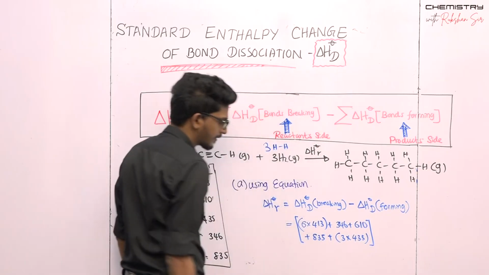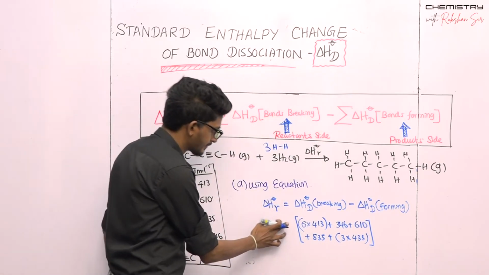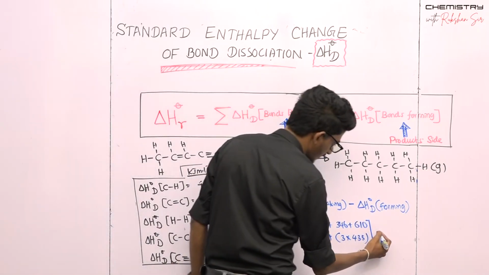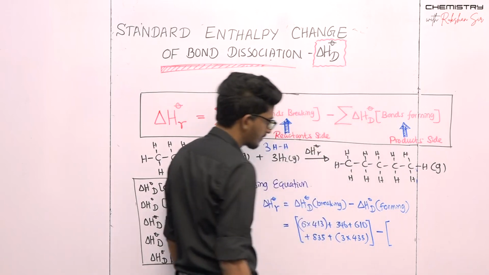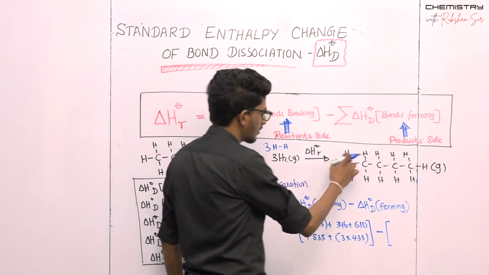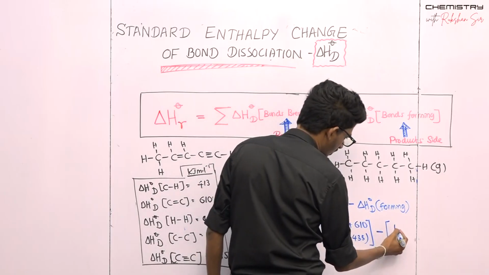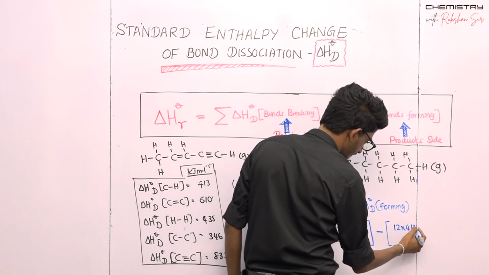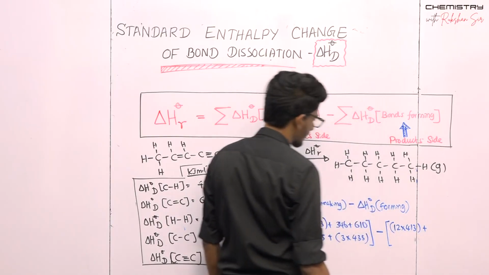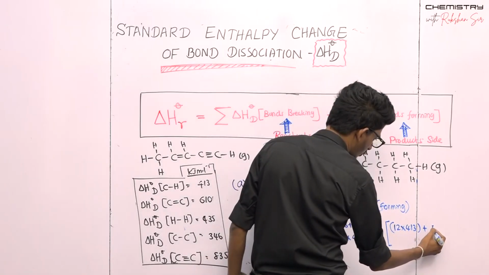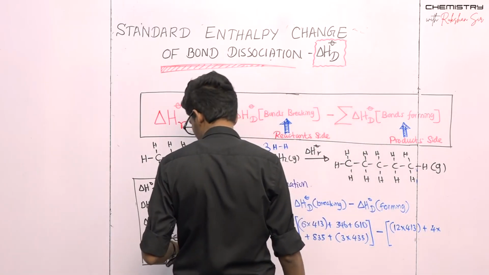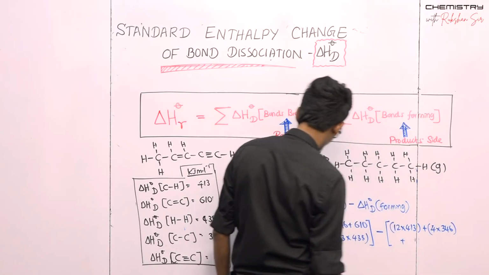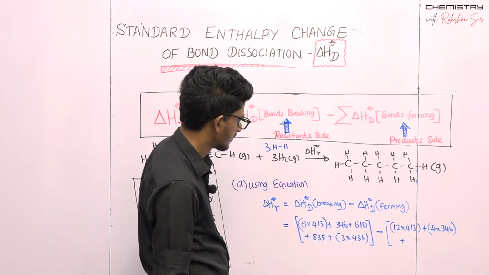These are the bonds to break at the reactant side. Sorry, reactant side, yeah. Minus the bonds to break at the product side, right? Let's write the stuff. So you have 12 CH bonds. That means 413 plus 4 CC single bonds. That is 346 plus, that's all. Yeah, that's all.